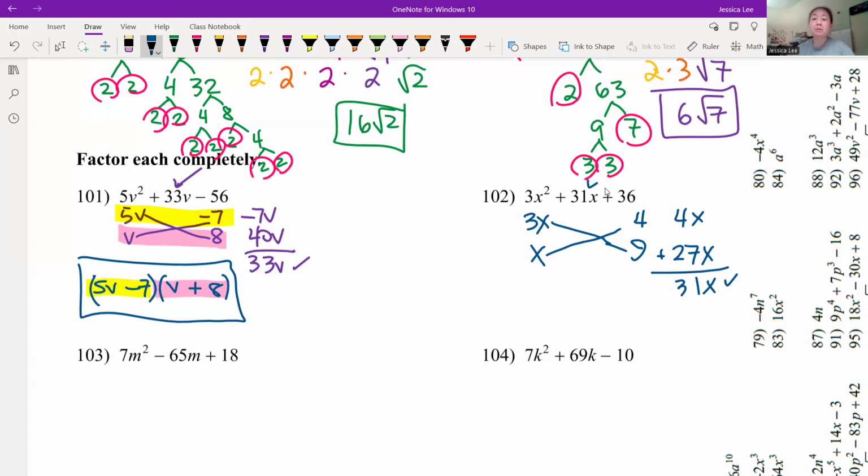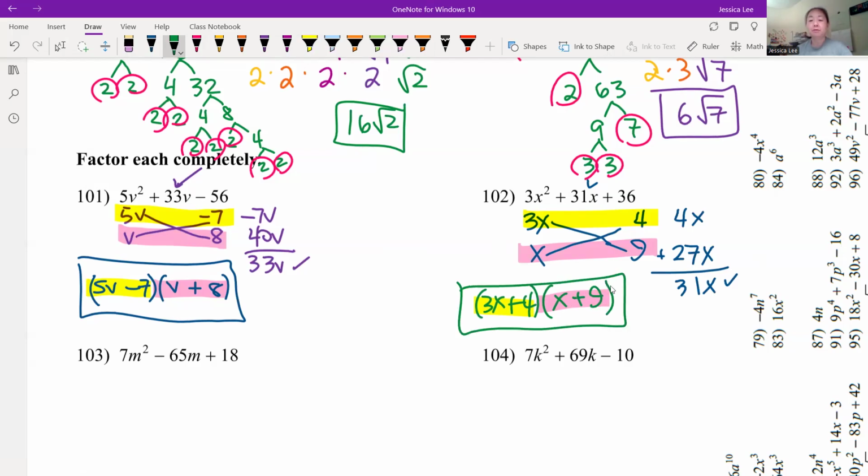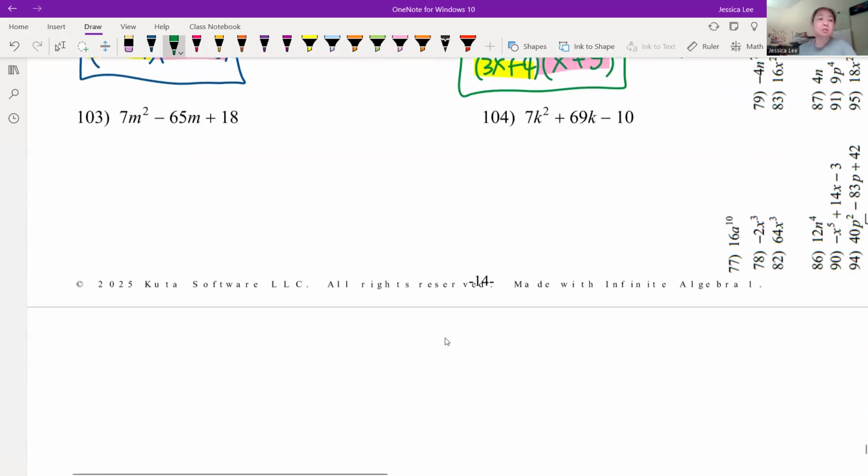Okay, no negatives here. And so again, we're going to go straight across. And we're going to have 3x plus 4 times x plus 9. Okay, that was not good. 9. There we go. Got my plus.